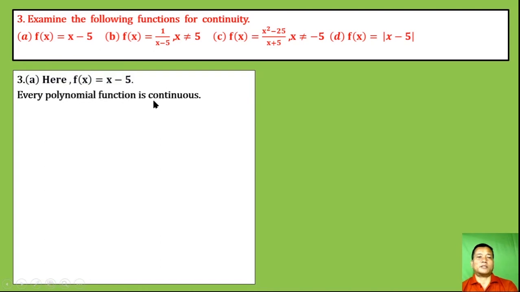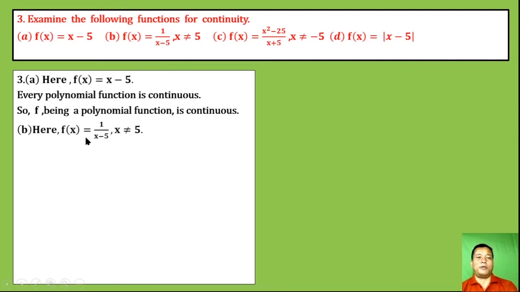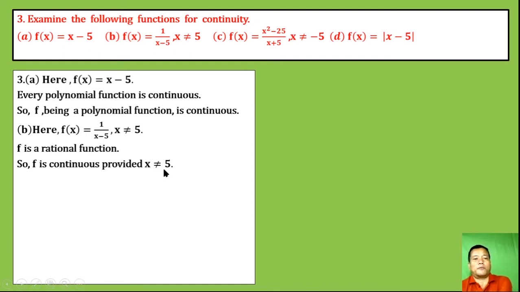Every polynomial function is continuous. In statement A, f being a polynomial function is continuous. Number B. f of x is a rational function. f is a rational function, so f is continuous provided x does not equal 5.